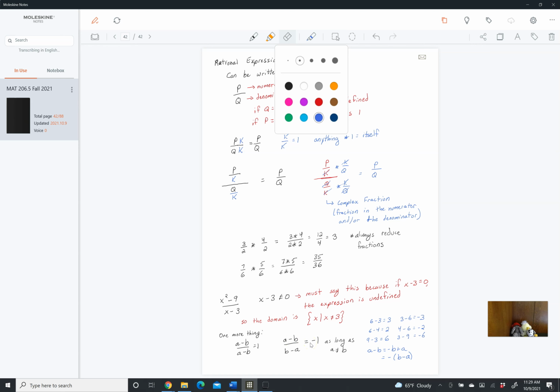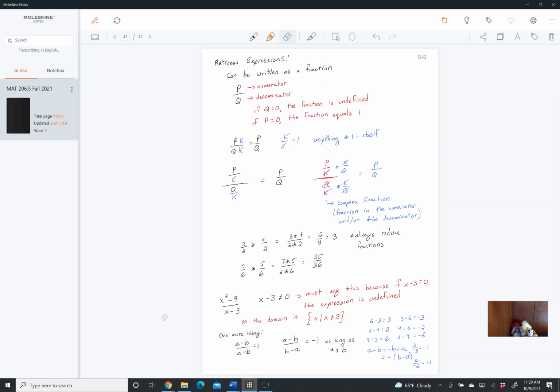Okay, so 3 over negative 3 equals negative 1. 2 over negative 2 equals negative 1. And the same thing would hold true if the negative were in the numerator. Okay? So these are just some of the things that I want you to keep in mind.